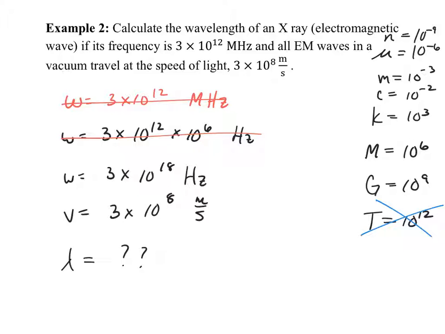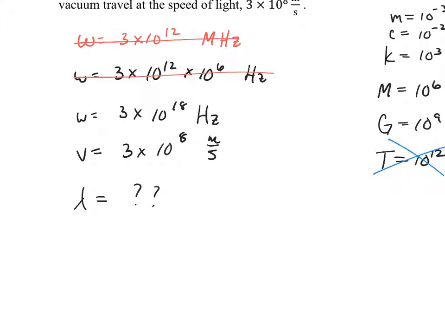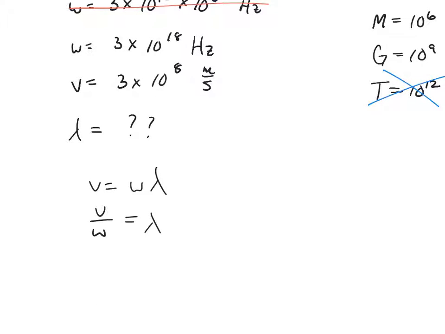So if I want to calculate this in my calculator, I'll take a look and solve the formula. I've got V equals omega lambda. I'm trying to find lambda, so I've got V over omega here. Looks about right. So I've got 3 times 10 to the 8, which is V, over 3 times 10 to the 18. And this is measured in meters per second, and this is measured in 1/seconds, or hertz.